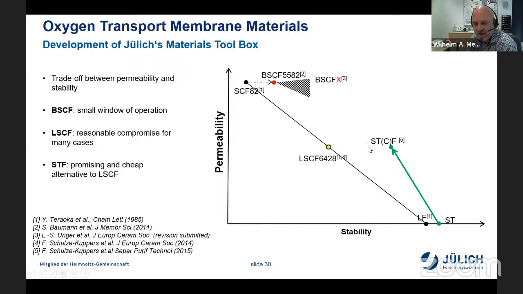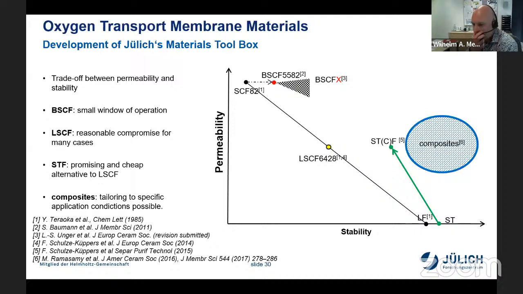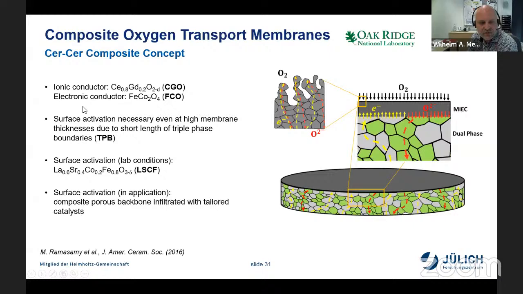Another option for a very stable material is a composite, for example, a dual phase membrane. And that's what I mentioned already in the beginning. So we can use here, for example, cerium gadolinium oxide mixed with the iron cobalt spinel. And then you can also ensure that you have an electronic and an ionic conductor. And the time is over.